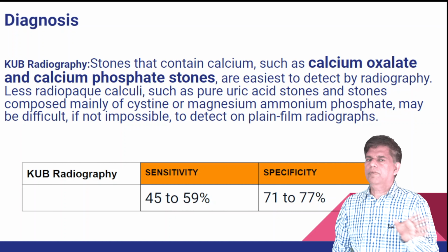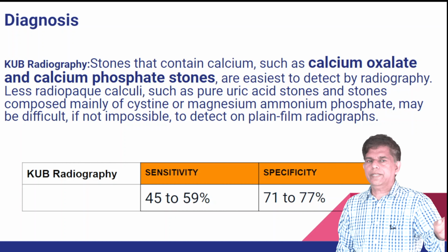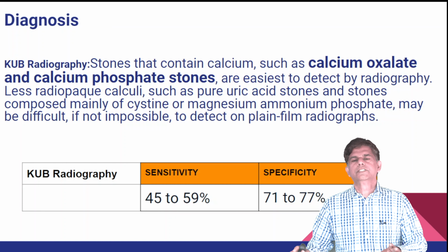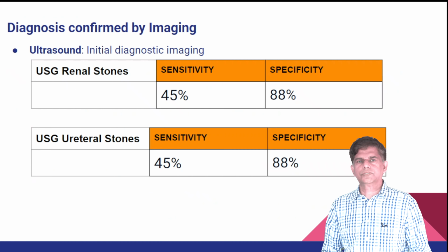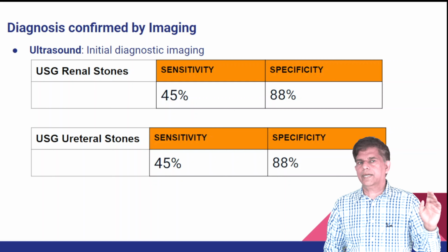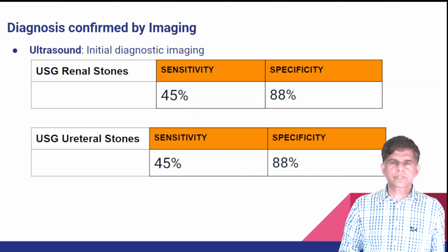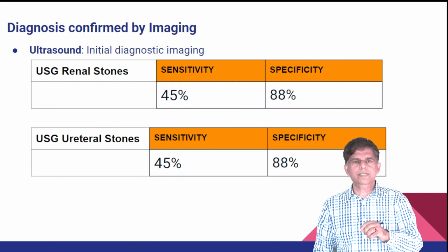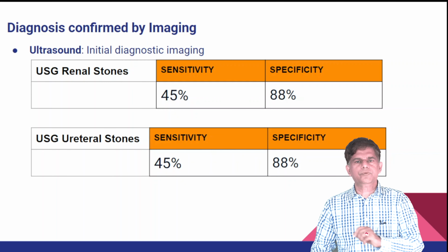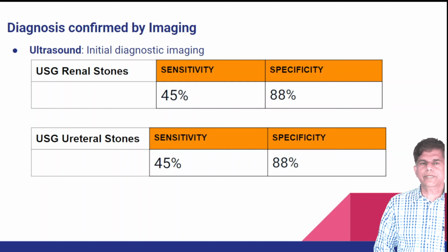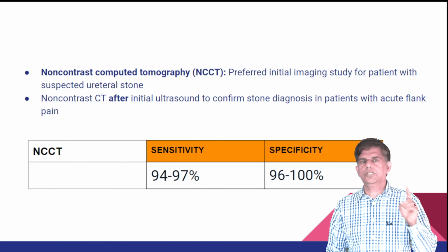KUB first. But look at the sensitivity and specificity, my friend. Sensitivity is 45 to 59%, specificity is 71 to 77%. So you can miss a lot of things, right? So let's look at the other, like ultrasound. Again, sensitivity goes up, 45 to 88% for renal stones, and ureteral stones sensitivity is also 45 to 88%. Still not very good. So what's the best test?